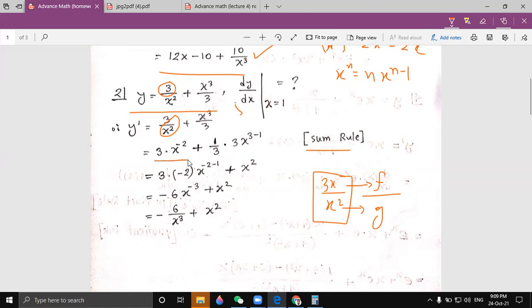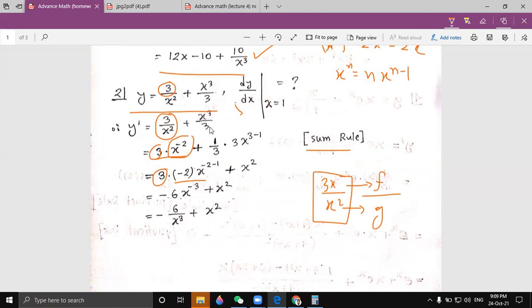We didn't apply our derivative yet, that means we didn't differentiate this function yet. We just rearranged this function in this line. So now we will differentiate. This is the product rule. So we will keep this 3 here, and the derivative of x to the power minus 2 will be minus 2 into x to the power minus 2 minus 1.